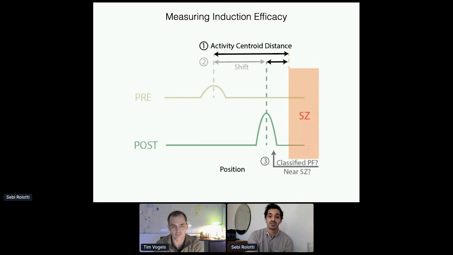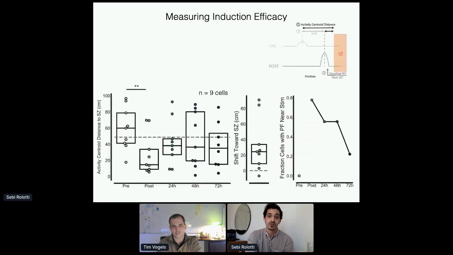And then finally, we can ask specifically about the formation of a classifiable place field near the stimulation zone. That is, does the activity during post meet reliability and spatial information criteria in order for it to be classified as a place field? And if so, is that place field located within 1/10 of the belt length of the stimulation zone? According to all of these metrics, this optical stimulation protocol clearly biased activity of stimulated cells towards the stimulation zone. We can see that activity that was no closer than chance during pre is significantly closer during post. And this can also be seen in the shift, which is positive for 8 out of 9 cells.